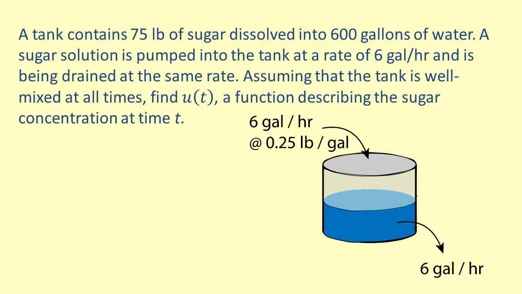For example, imagine a tank containing 75 pounds of sugar in 600 gallons of water. A sugar solution is being pumped in at a rate of 6 gallons per hour. The sugar solution has a concentration of a quarter pound of sugar per gallon. The tank is being drained at the same rate as it's being filled, so the liquid stays at the same level. If we assume the tank stays well mixed, we can find the function u of t to describe the sugar concentration at a particular time.